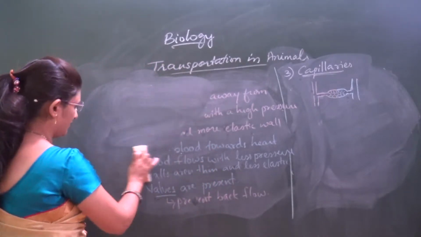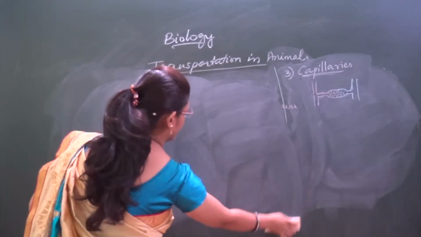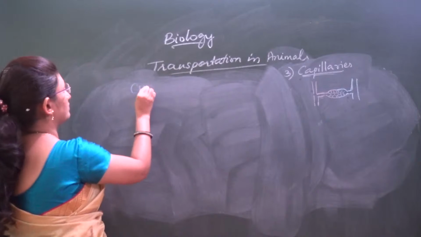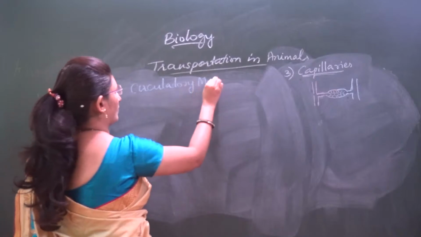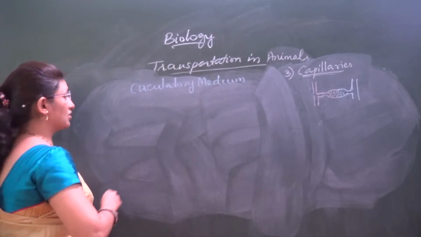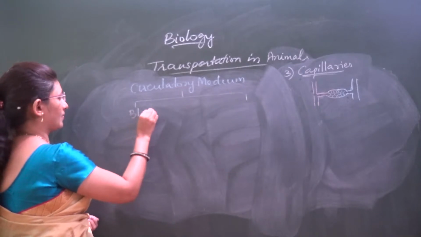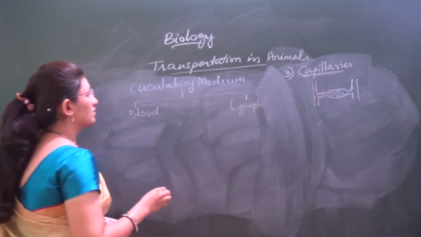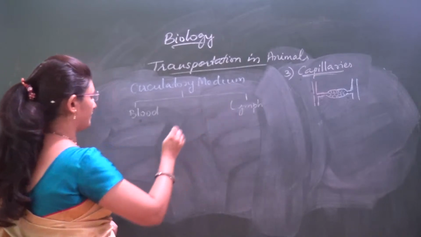The next we come across is the circulatory medium. So the circulatory medium, what is it consisting of? It is consisting of the blood and the lymph. The circulatory medium in human beings is consisting of the blood and the lymph.